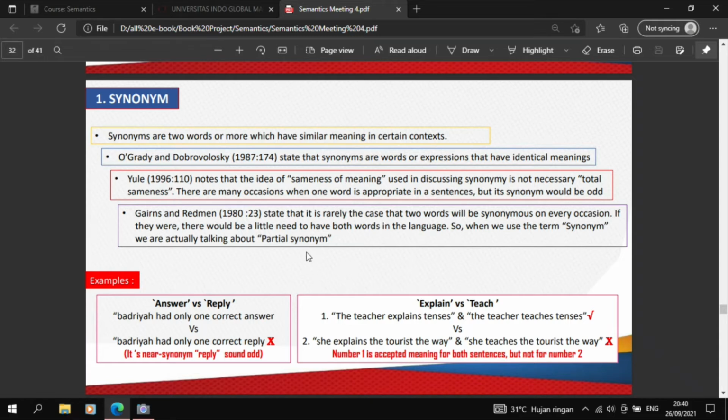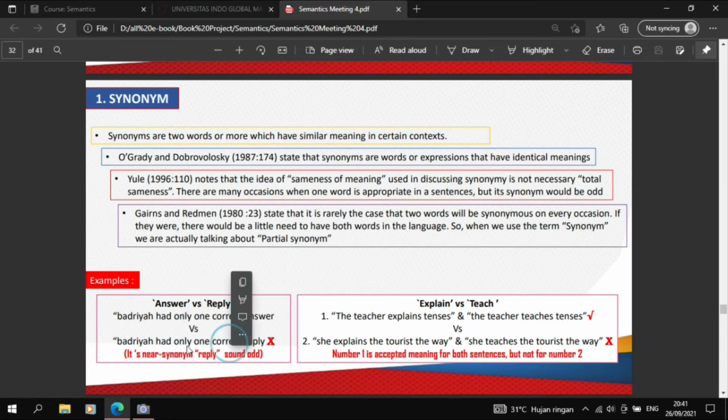How can I say that? Now you see the example. Answer, reply. Both of them have the same meaning, right? They are synonyms. You can say Badria had only one correct answer. But you cannot say Badria had only one correct reply. So that's why we say that answer and reply here are only near synonym, or the other word we say, partial synonym.